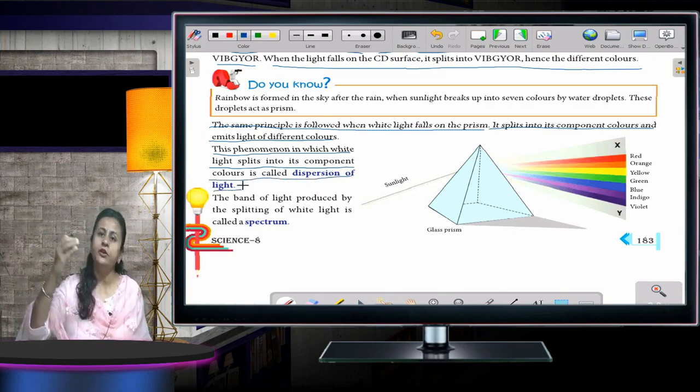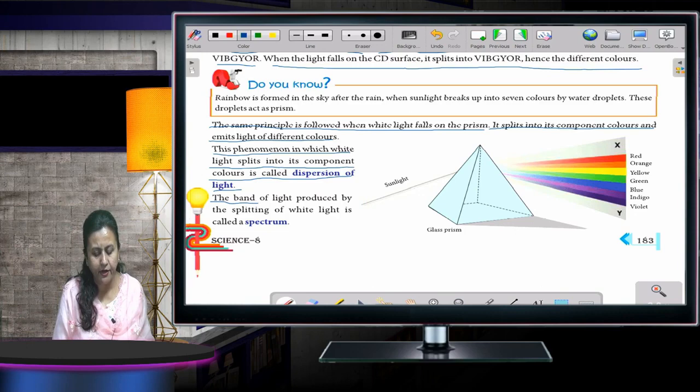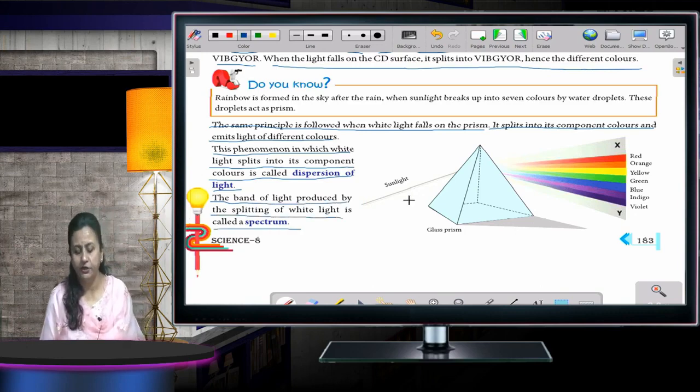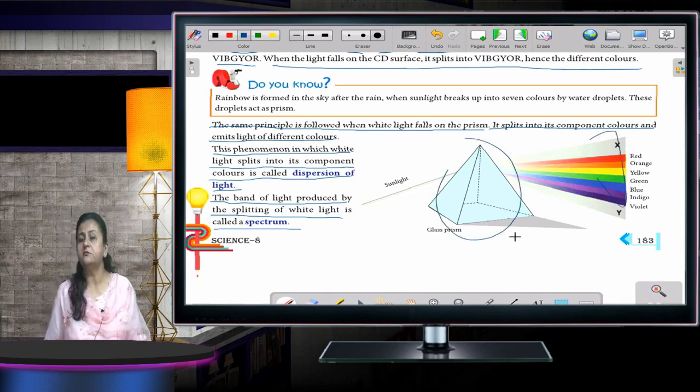When the light is falling on the prism, what happened? All the white light gets split into different 7 colors. The band of light produced by the splitting of white light is called a spectrum. Here you can see the light is passing through the glass prism and here it is splitting. Now the next one.